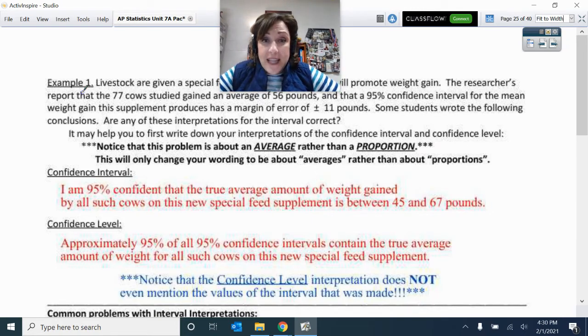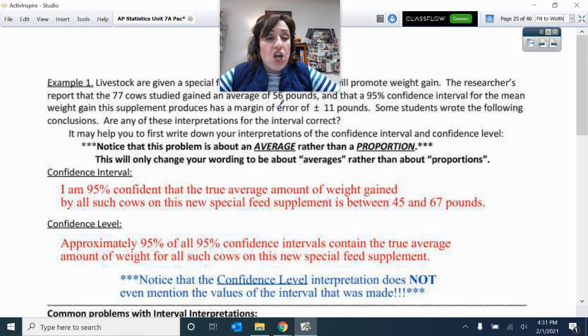So this problem is about livestock that are given a special feed supplement to promote weight gain. And so researchers had a sample of 77 cows, and they gained an average of 56 pounds, and that was a 95% confidence interval. And then we had a margin of error of 11. So if you think 56 plus 11 and 56 minus 11.